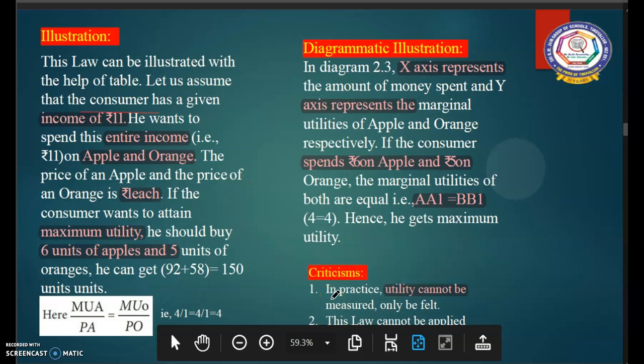Now, criticisms. In practice, utility cannot be measured, it can only be experienced, and this law cannot be applied to durable goods.